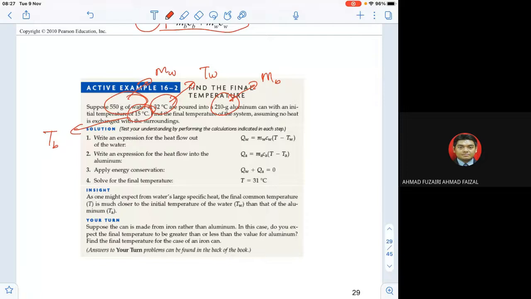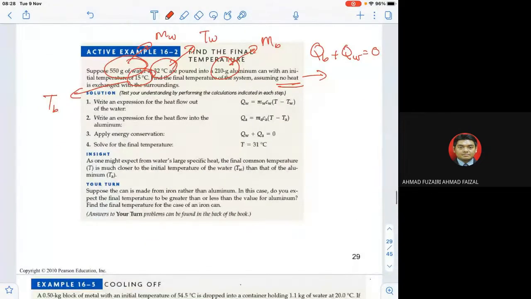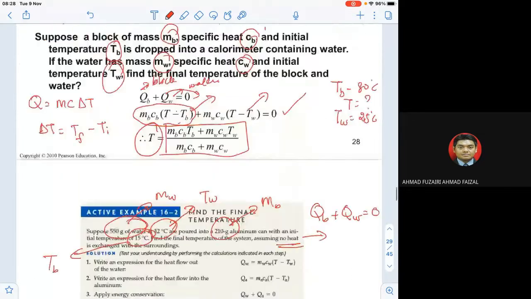Okay, the words are no heat is exchanged. That means you can have QB plus QW equals 0. You need to know that QB plus QW will be equivalent to 0. That means no heat is exchanged, meaning that they are using a calorimeter. So you can use this equation in order to find the value. The final answer is 31 degrees Celsius.